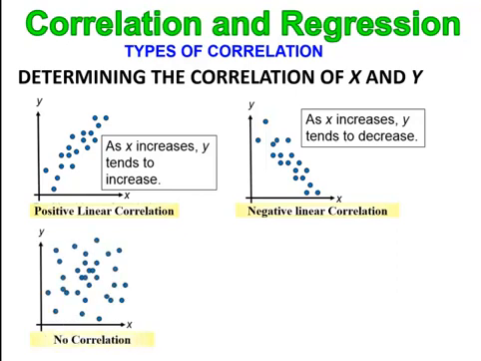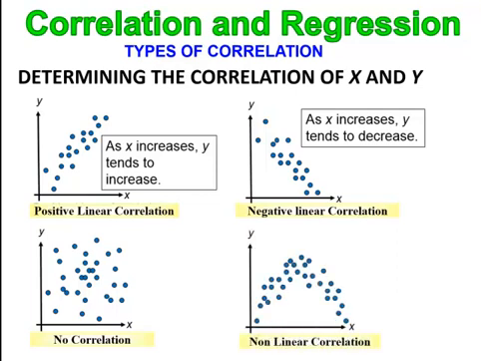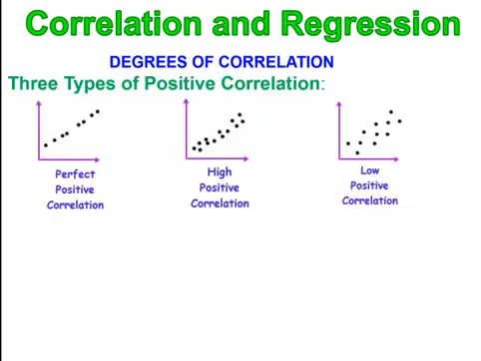If you have a scatter plot where the points are all over the place, then there's no correlation. And then lastly, if you have a scatter plot where it is shaped as a curve, then it's not linear, so it's a nonlinear correlation.